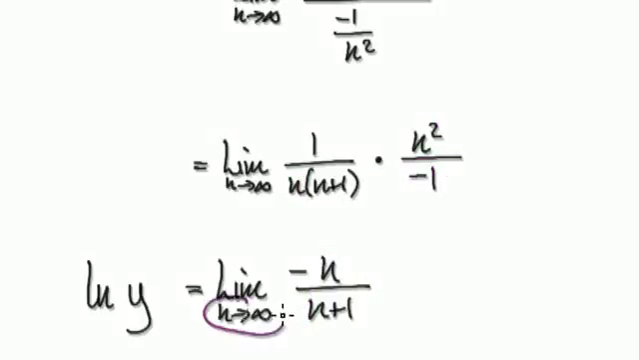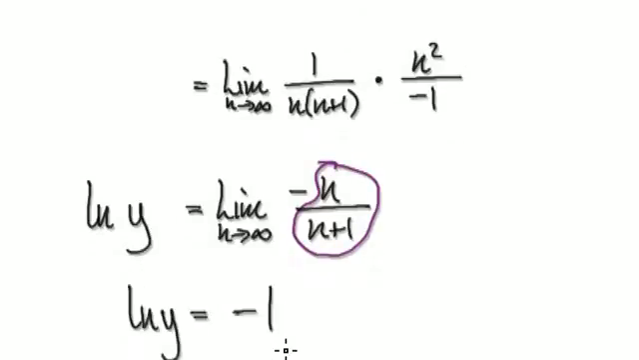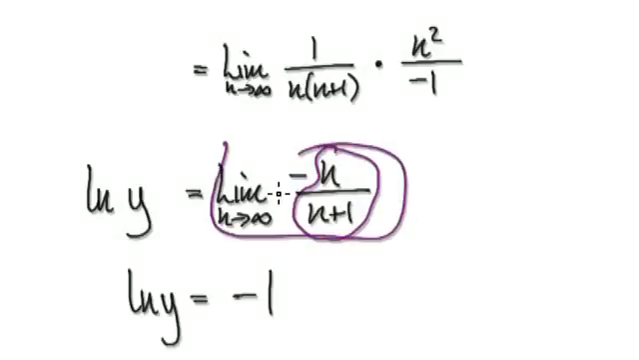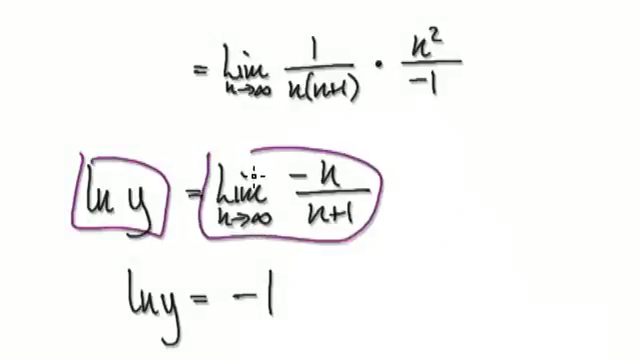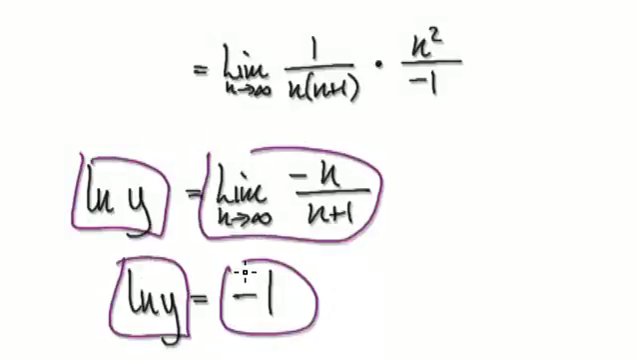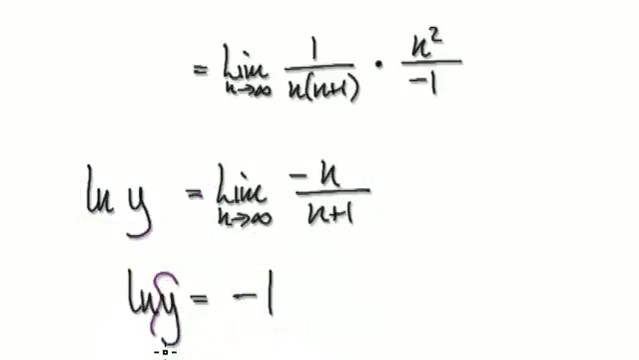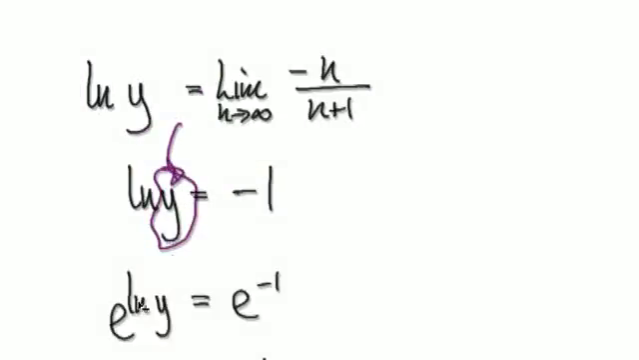So now as n heads towards infinity, nothing breaks down. You've got, well, this is going to be 1, so you've got negative 1. So as n heads towards infinity, the limit of this will be negative 1. But remember, right from the start, we took the natural log of both sides. So it was natural log of y equals this thing here. Natural log of y equals negative 1. But it is y that we're seeking. So we would exponentiate both sides.